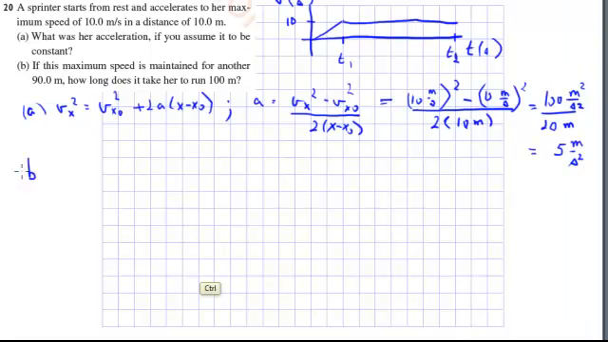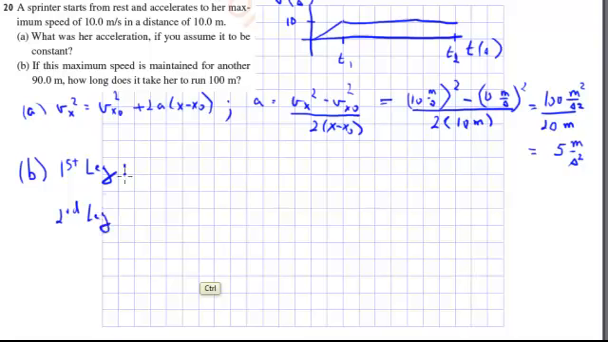Part B asks us to calculate the total time for the sprinter to run the 100 meters, and we're going to do this in terms of calculating, first of all, the first leg, that would be 0 to T1, and the second leg, T1 to T2.